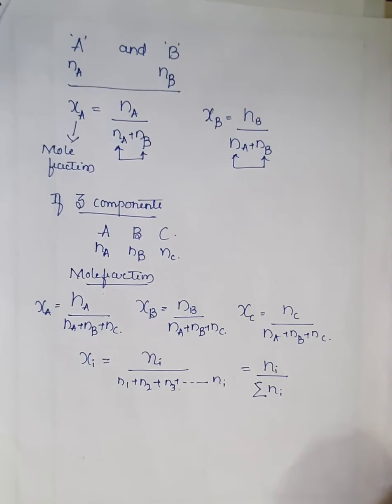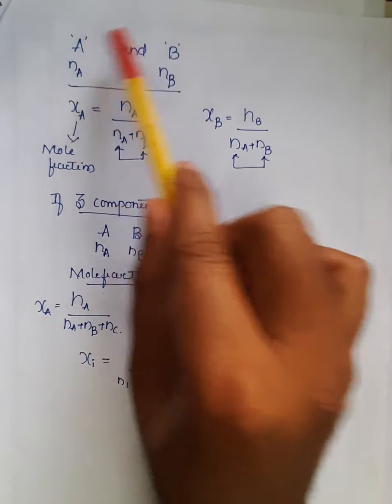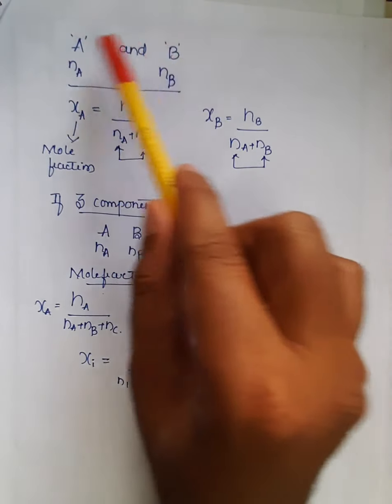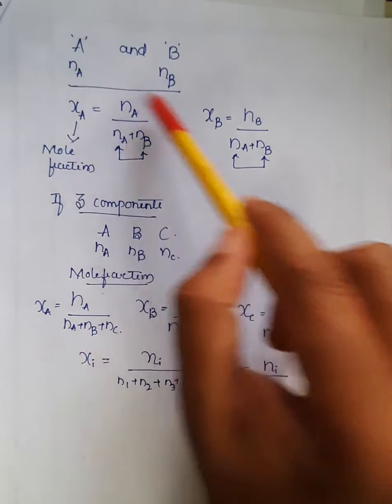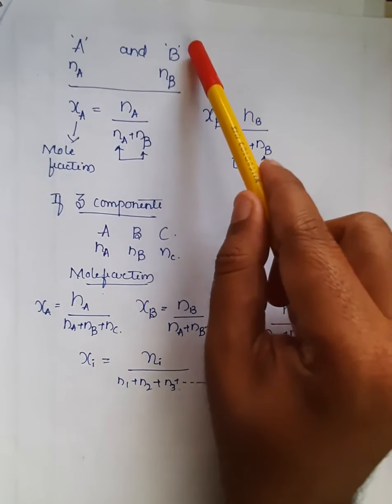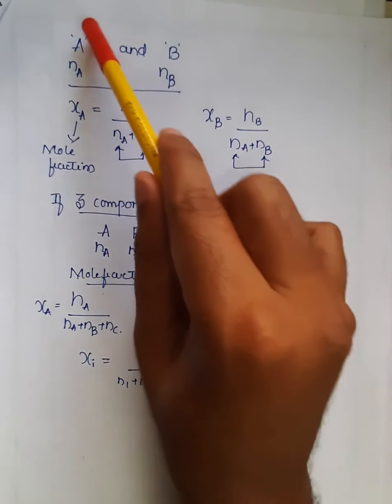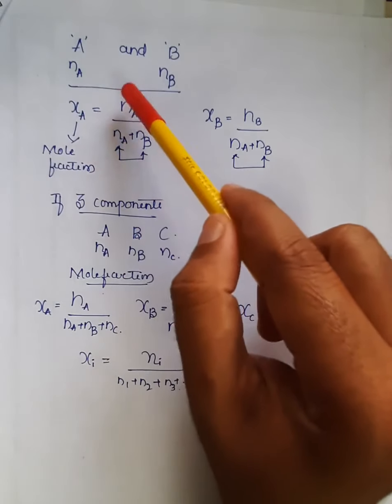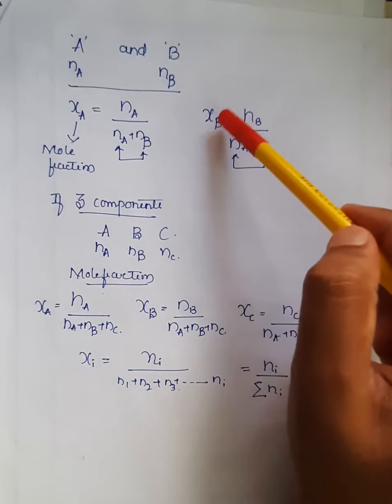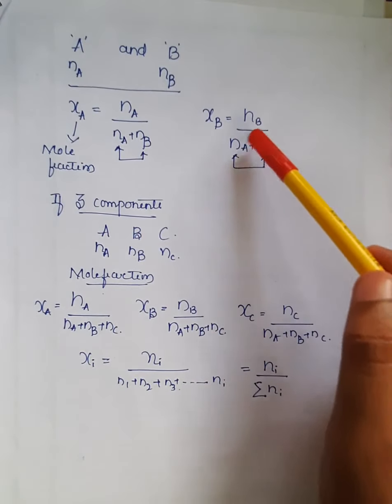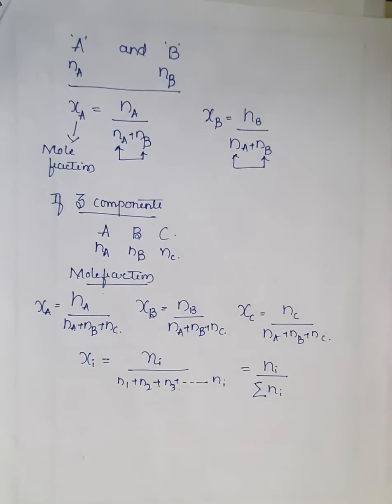Here I can give an example for mole fraction. The desired component is divided by the total number of components. If you consider A and B as two components, where Na is the number of moles present in A and Nb is the number of moles present in B, then the mole fraction for the first component A is XA equal to Na divided by Na plus Nb. For XB, we take Nb divided by Na plus Nb.